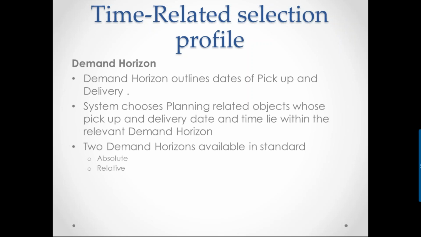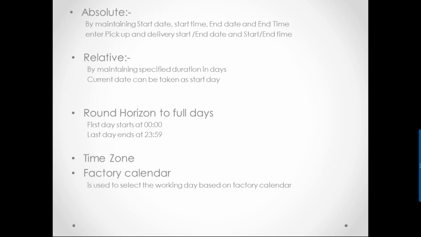So absolute is nothing but maintaining the start date, a specific date you are maintaining. Relative is by maintaining specific durations. So the current date can be taken as a start date. Okay, rounding horizon to full days. For example, if the first date starts at 12 o'clock, the last day ends at 23:59. So this is how the rounding horizon will be.